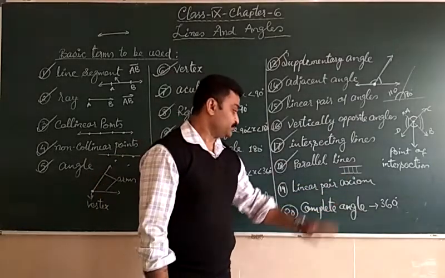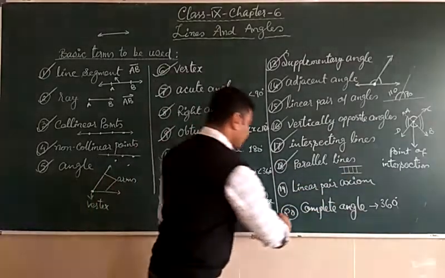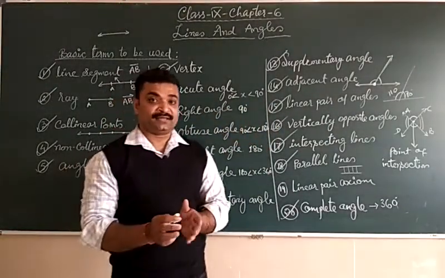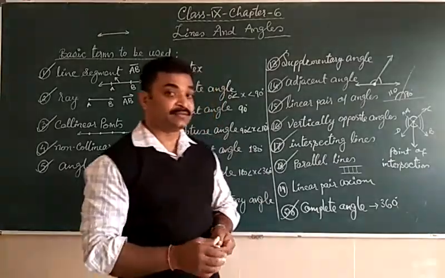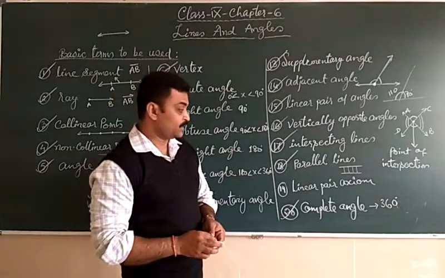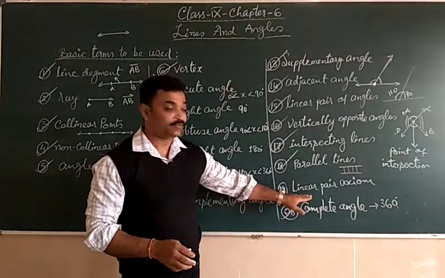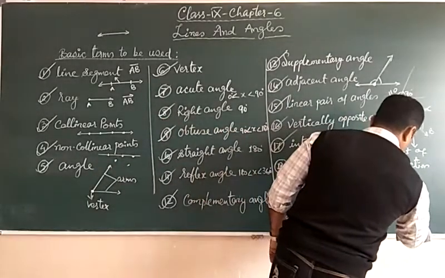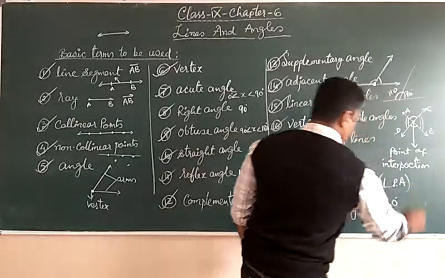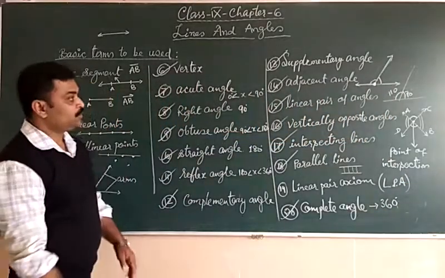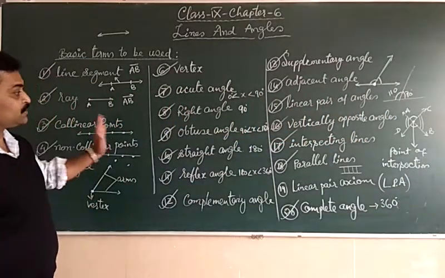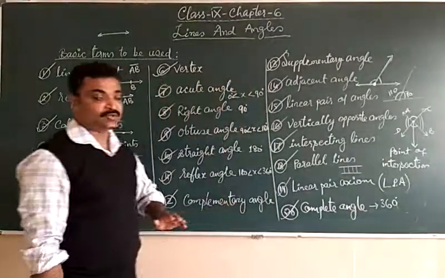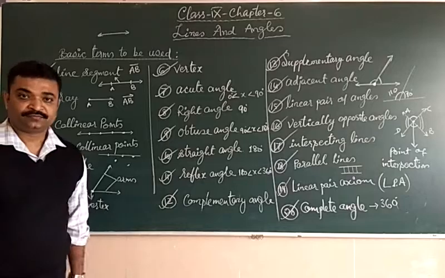Linear pair axiom. What is the linear pair axiom? If two adjacent angles have the sum 180 degrees, then this axiom is called the linear pair axiom. We can write linear pair axiom, in short form, LPA. So students, these terms we will use in this chapter. Pause the video to note them down if you want.